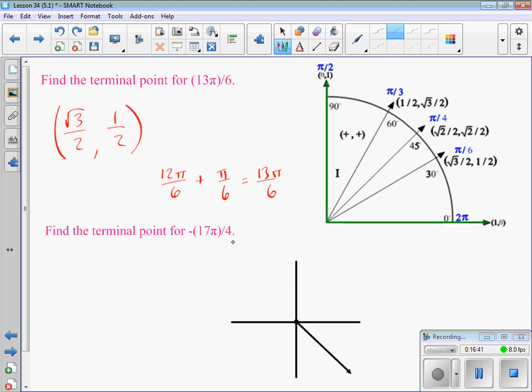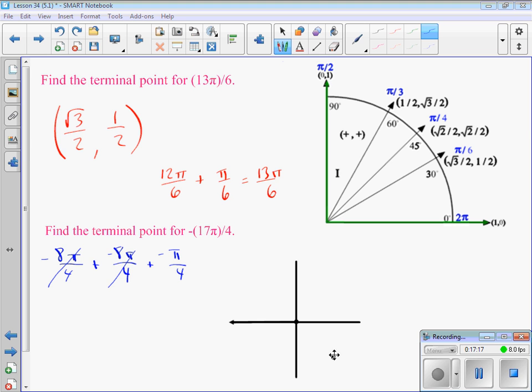Okay, or if we do it this way here, let's try it this way. Negative 17 pi over 4, isn't that negative 16 pi over 4 plus negative pi over 4? Wouldn't that be negative 17 pi over 4 total? And isn't this negative 4 pi, which is negative 2 pi and another negative 2 pi? So it's like rotating around 2 times and then going another negative pi over 4. So now we have to figure out what this terminal point is down here. So we've determined it's down here.